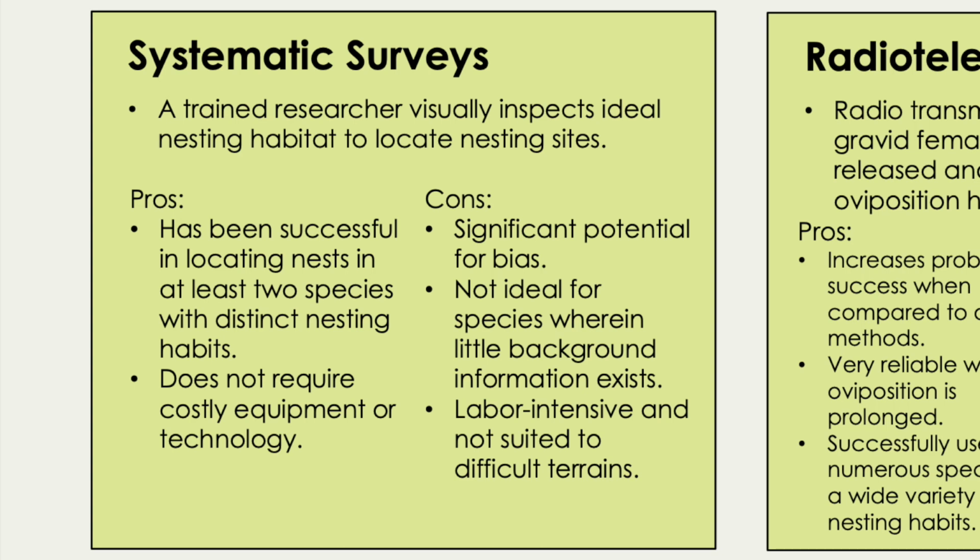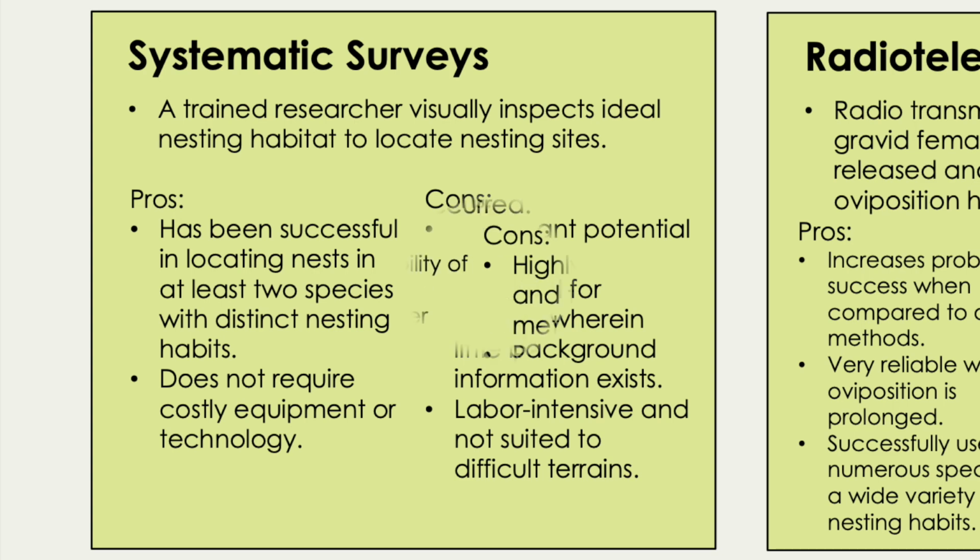However, this method is highly dependent upon the human individual carrying out the surveys. As some observers may be more or less successful in locating nests than others, there is significant potential for bias and human error. This technique is also generally carried out near known nesting sites. So for species where nesting sites or ideal nesting habitat are completely unknown, this method is not very reliable. Observational studies of this nature may also be labor-intensive for the research team, and researchers may not be able to use this technique in hazardous or difficult terrains.